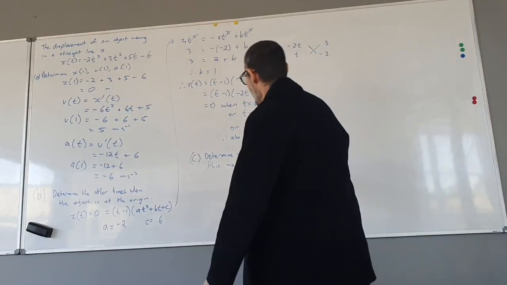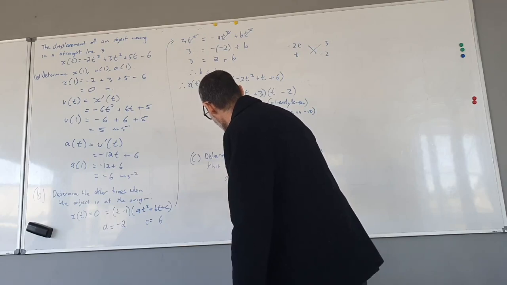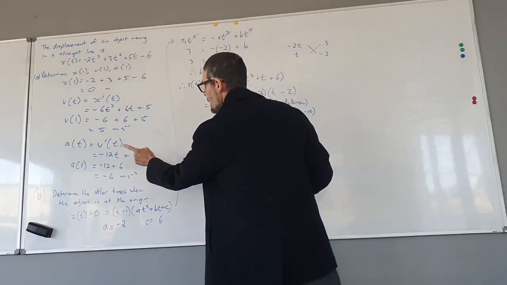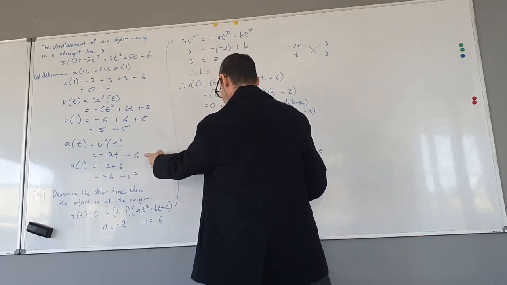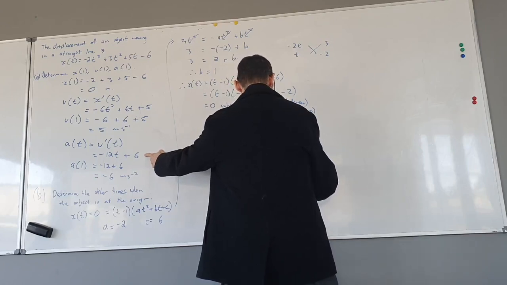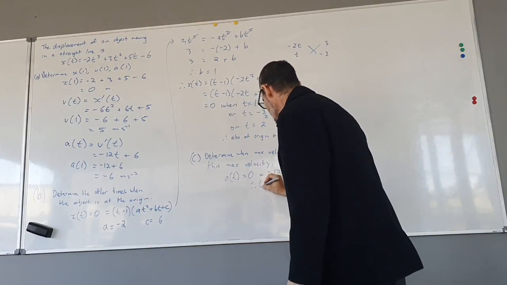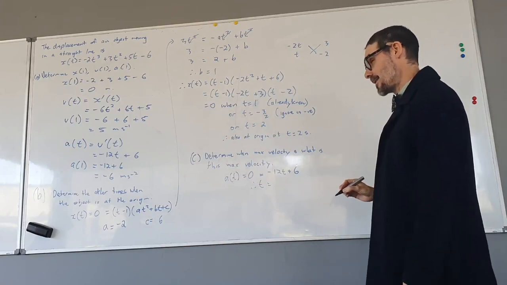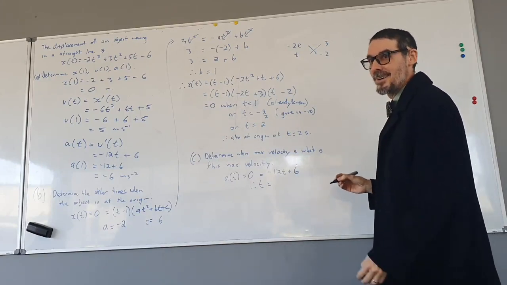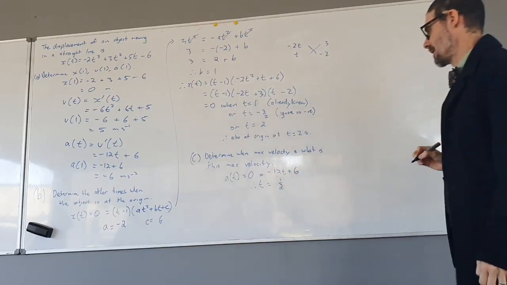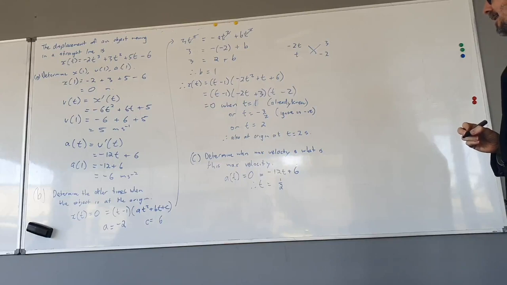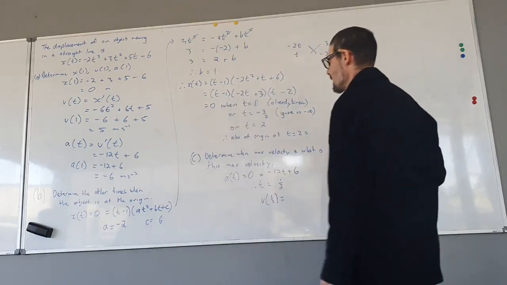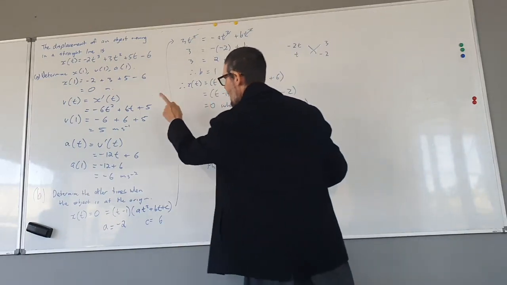Yep, okay. So, I'm going to set acceleration equal to 0. Where's my acceleration? This one. Negative 12t plus 6. T must be half, at which time v of a half is my velocity.